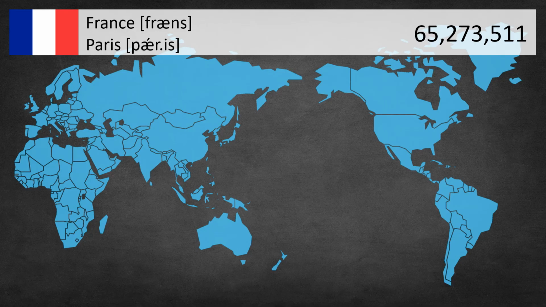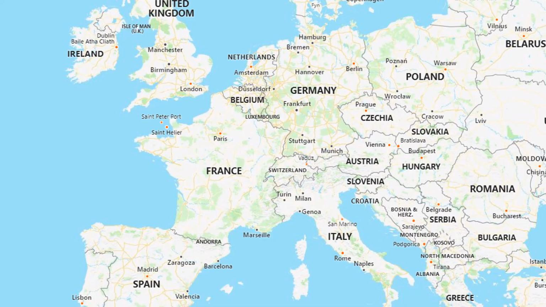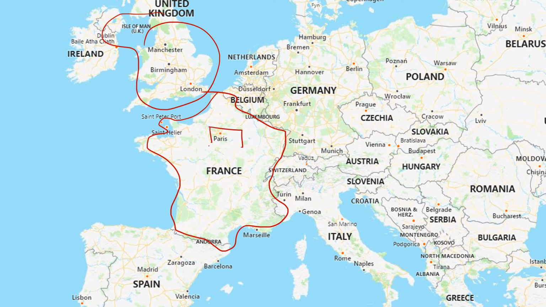Okay, the next country we are going to study is France. The capital is Paris, and this is France. And then this is the national flag of France, and the population is 65,273,511. Let's take a look at a little bit bigger France. Okay, this is France. We just thought about United Kingdom here. And this is France, and this is Paris. Paris, the capital of France. Let me show you two pictures from Paris.